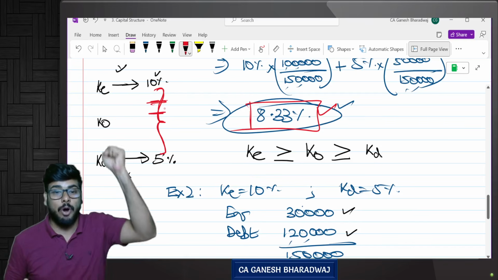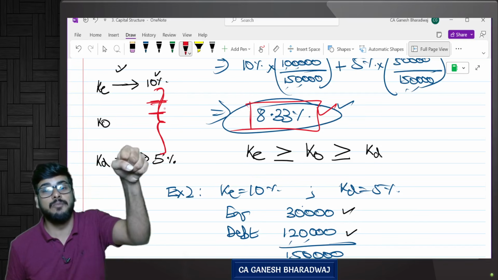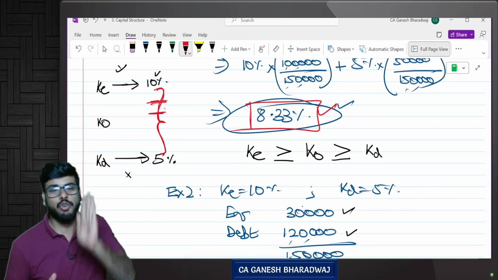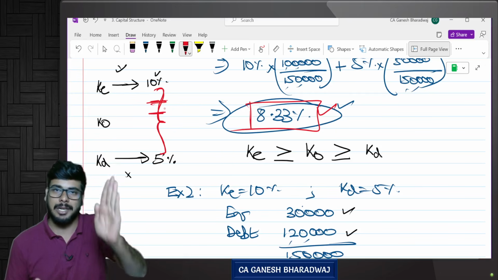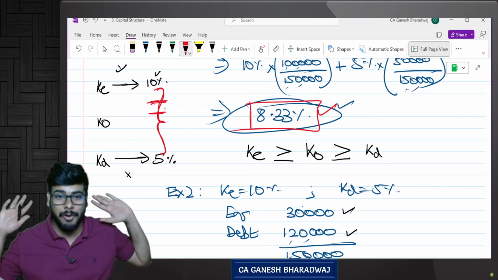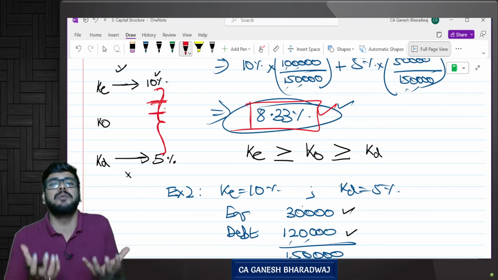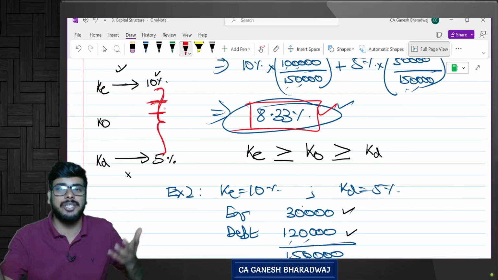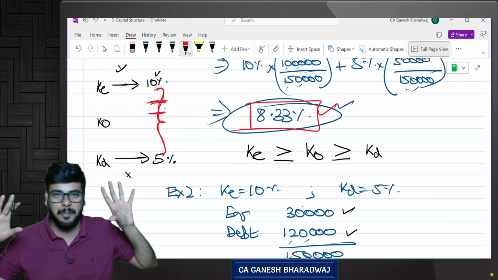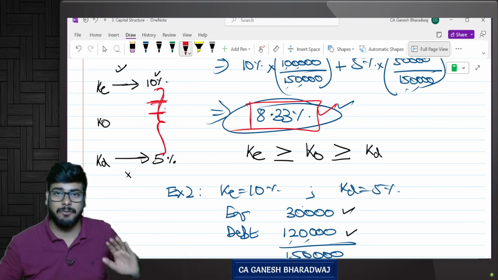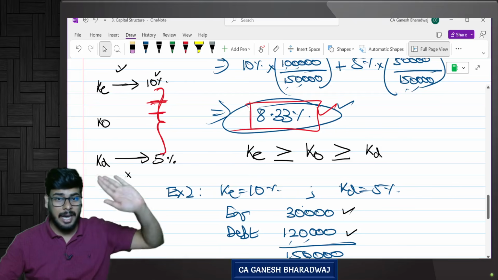Why? Because now, out of the total capital, I'm infusing more debt and less equity. So the more the debt percentage in the capital, obviously the lesser your overall cost of capital, because overall cost of capital is nothing but a simple average, an average of your weights with your respective costs. Are you clear with this?